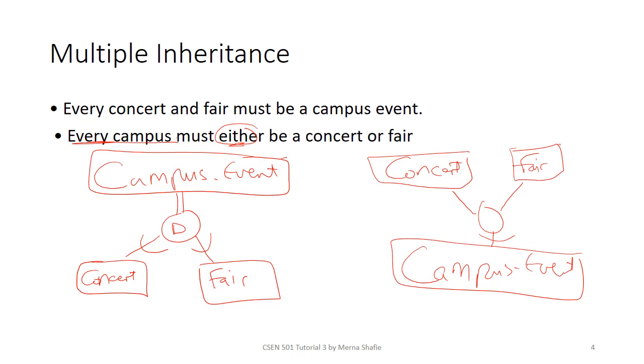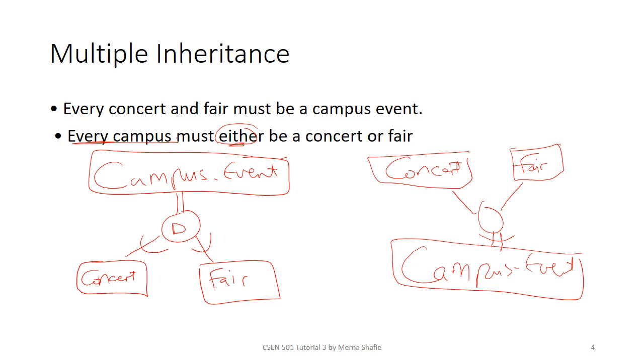Is it the case that all the concerts and fairs, يعني كل حاجة في superclasses belong to the subclass؟ نقرأ. Every concert and fair must be a campus event. Hence, كل حاجة في superclasses belong to this subclass. So I have a total participation. Okay? So I have a total participation. All the concerts and fairs are campus events.